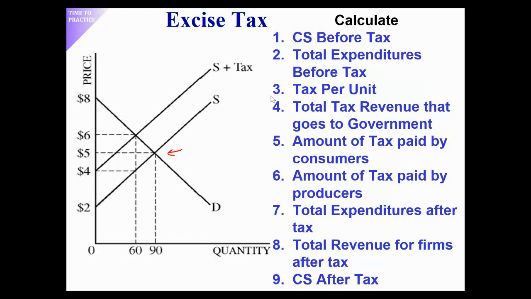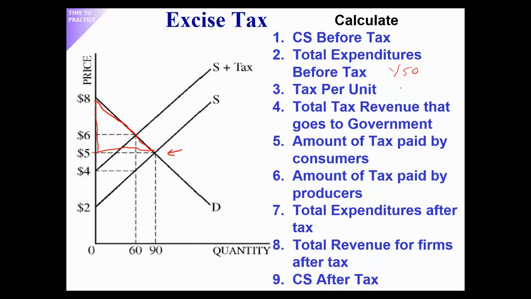I forget, did we have these numbers? No, we didn't have these numbers. I thought the numbers were in there. So consumer surplus before taxes is this area here, right here. The area of that is 135. Total expenditures before taxes would be 5 times 90, which would be 450, right? 5 times 90 is 450.